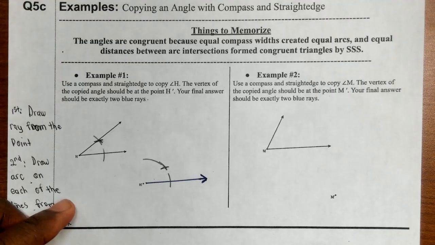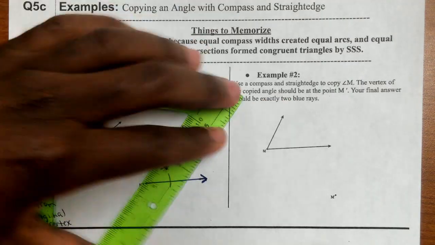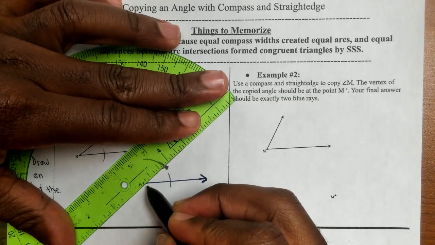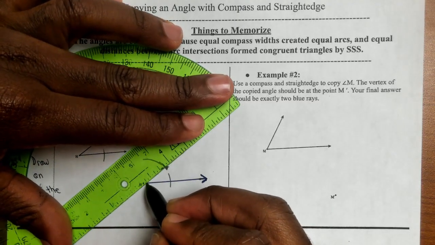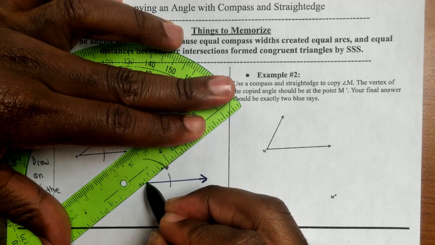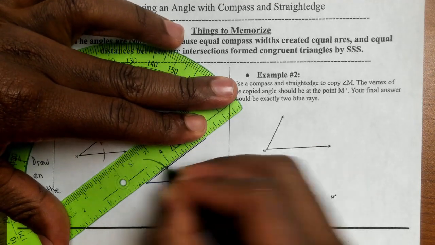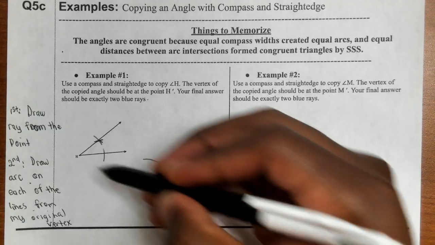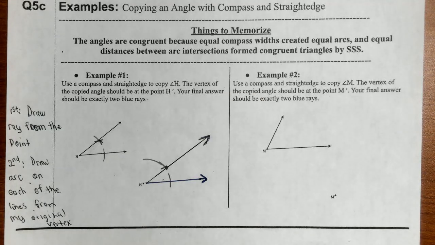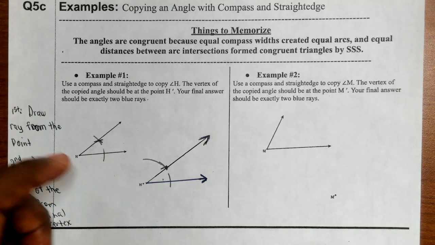This is where my new intersection point would be, and I just connect those points together, or draw a ray through there, and that would be my new angle. So this would be my new angle right here. This angle will be equivalent to this angle. Again, after I drew the arc on each of the lines from the original vertex, then I place my compass.